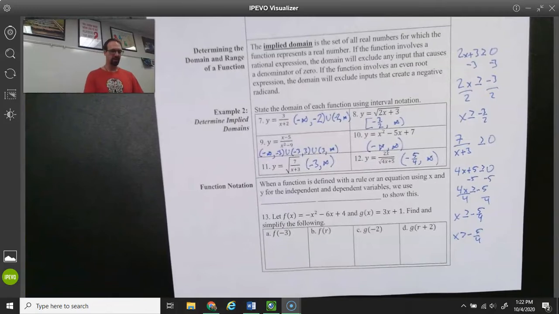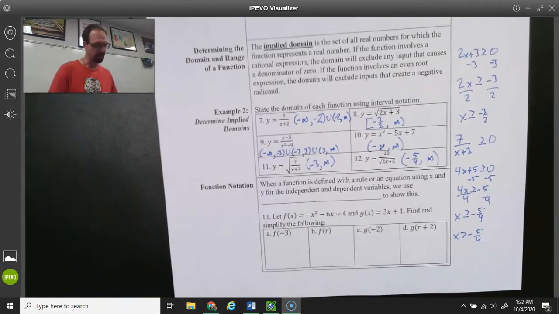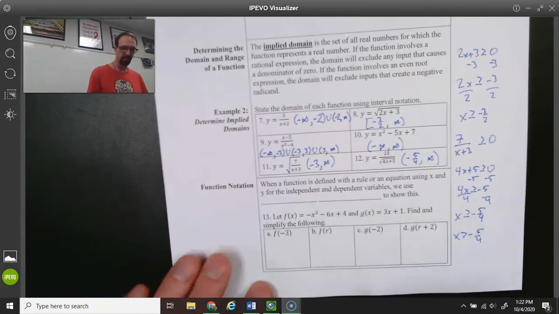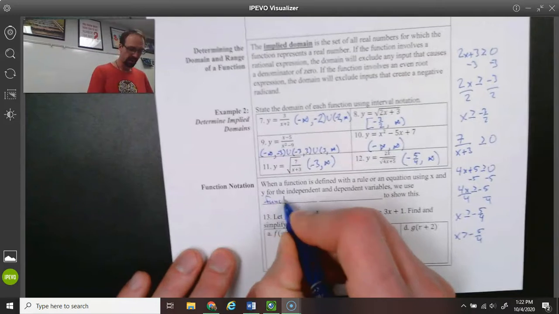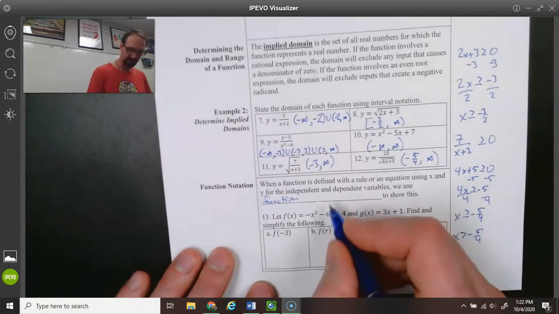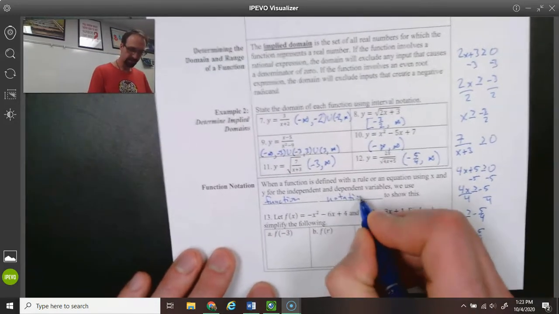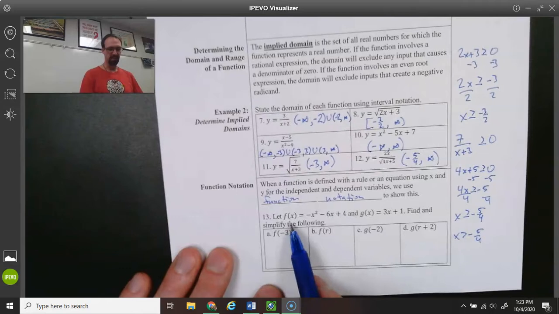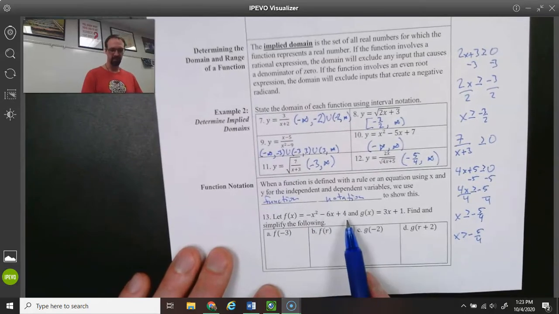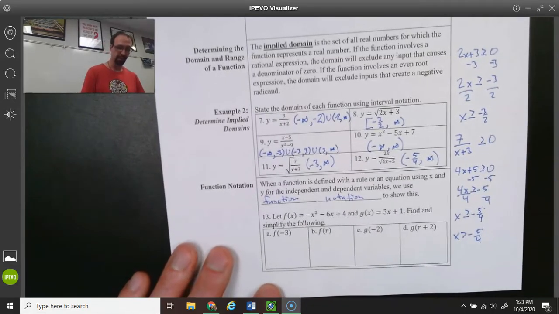Function notation. When a function is defined with a rule or an equation using x and y for the independent and dependent variables, we use function notation to show this. Function notation is f of x. So we're going to say let f of x equal negative x squared minus 6x plus 4, and g of x equal 3x plus 1. Find and simplify the following.